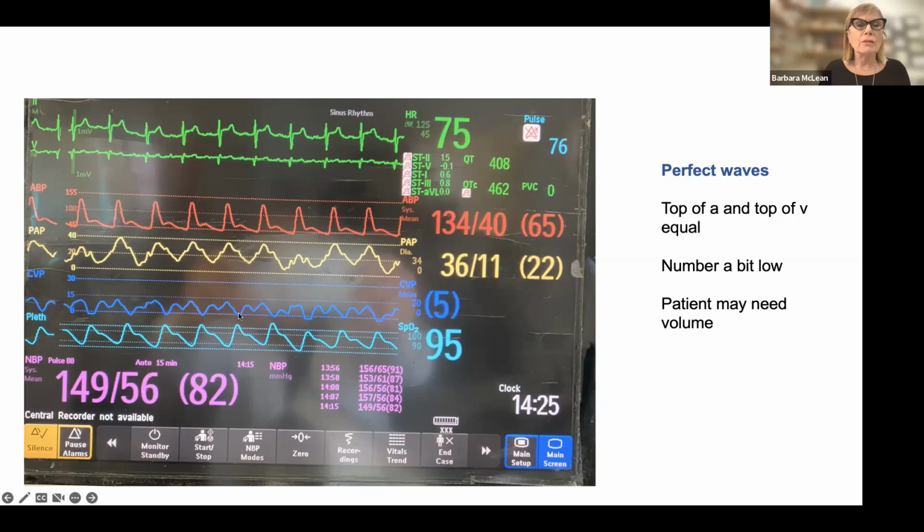Here's the A: A wave, X-descent, V wave. A wave, X-descent, V wave. A wave, X-descent, V wave. I don't really see a C wave. I'm okay with that. I'm not that worried about the C wave, and I don't really look hard for it.